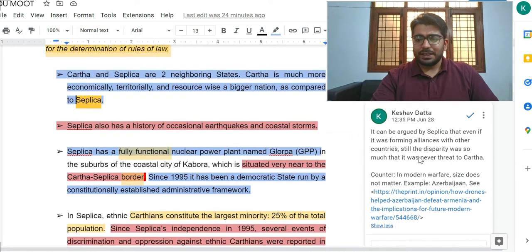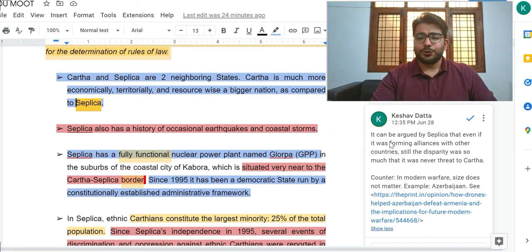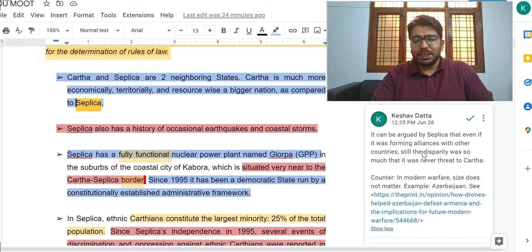Supplica can argue that even if it was forming an alliance with other countries, still the disparity was so much that it was never a threat to Katha. So any launch of attack by Katha upon Supplica because Supplica was making some agreements with other countries is totally unjustified, because first of all you can't just attack another country because that country is making alliances with another one. But if they say that you were forming alliances with my enemy nation, still the applicant can say that there was so much disparity between our nations that I was never a threat to you.